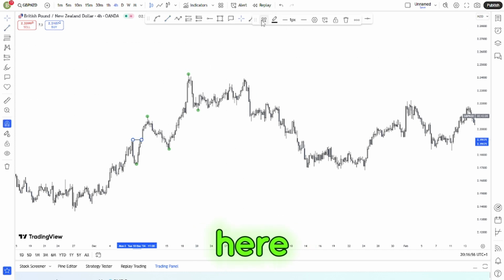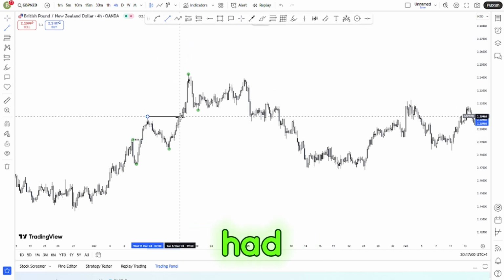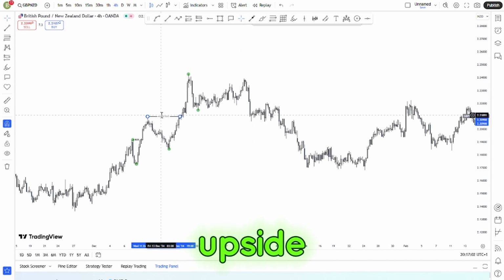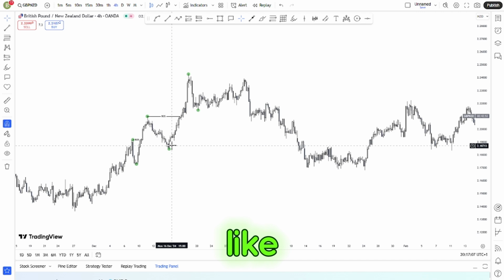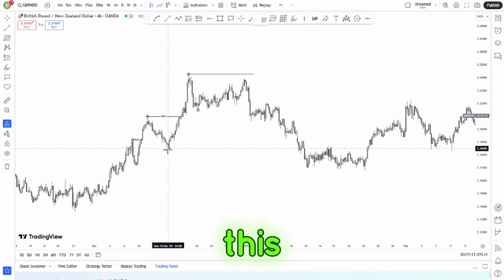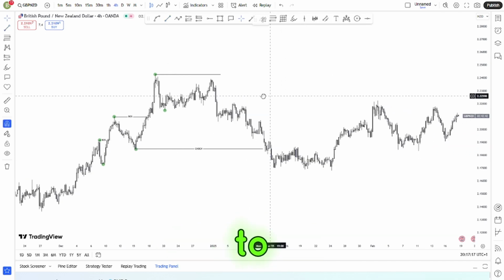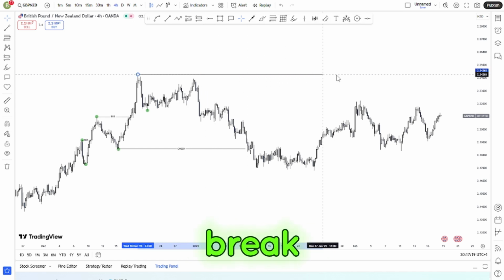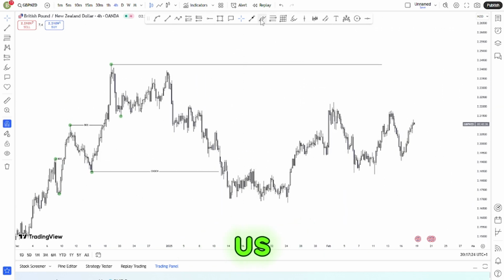As you can see here, break of structure to the upside. Around here we also had another break of structure to the upside, and then we expect the market to continue to push to the upside just like this. But as you can see here, we failed to break this high here, and we broke this low here, giving us a new trend or a change of character to the downside, just because we failed to break this high point here.